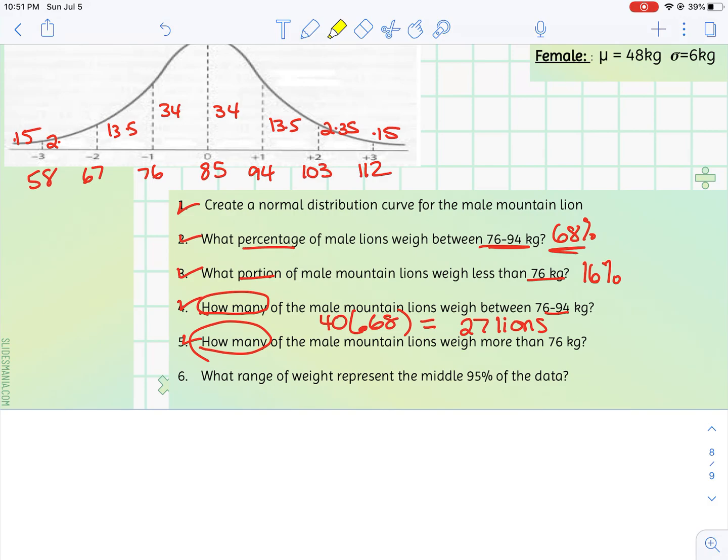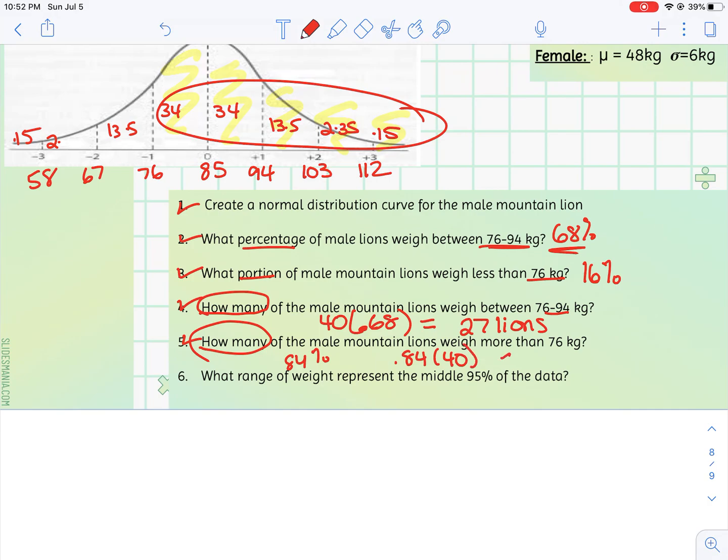Okay, so here's another one. How many weigh more than 76? Okay, so let's get those off of there. We want to go more than 76 pounds. So we're talking this region, this region, this region, this region, this region. Basically everything but the 16%. So if I add all those together, I'm at about 84% of them. Okay, 84% of 40 lions is about 33, 34 lions. Again, you can't really have a portion of a lion, so it's fine to say an estimate of 33 to 34.